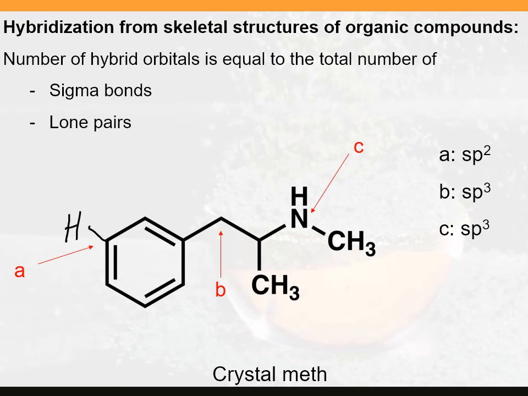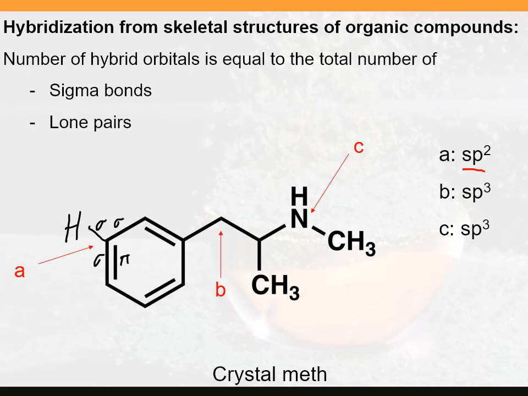So if you count the number of sigma bonds on it, there will be 1 sigma bond here, 1 sigma bond here, 1 sigma bond here. This other bond is a pi bond. Therefore, there are 3 sigma bonds, making this carbon need 3 hybrid orbitals to make these 3 sigma bonds. So therefore, this carbon is sp2 hybridized.